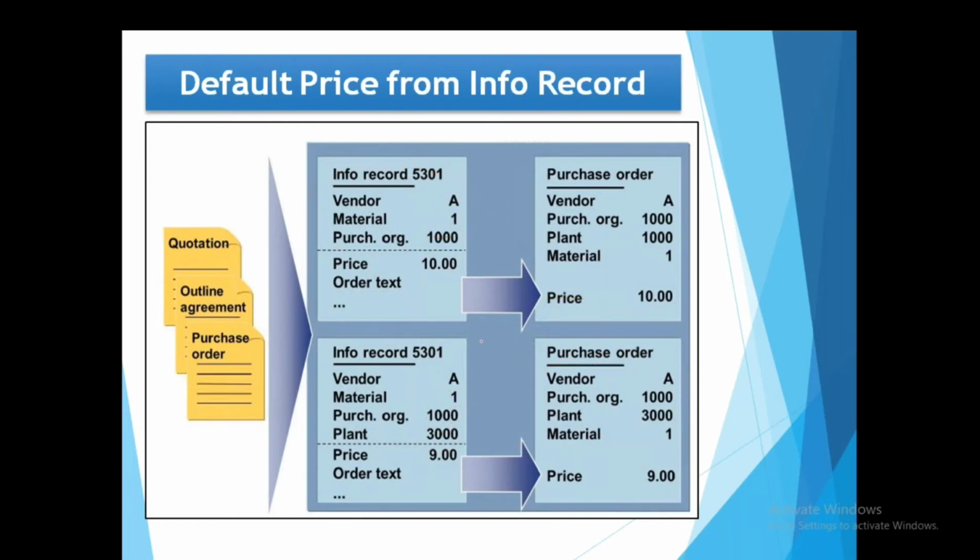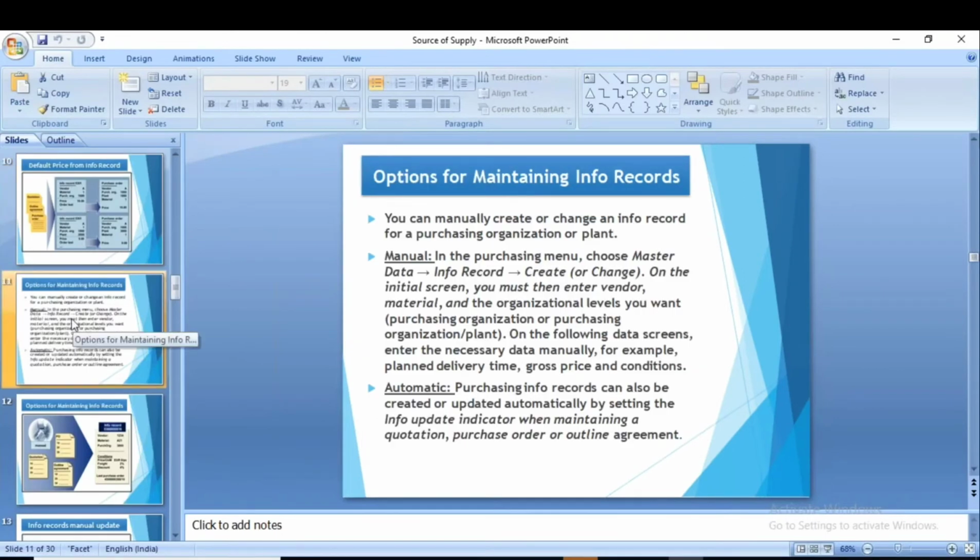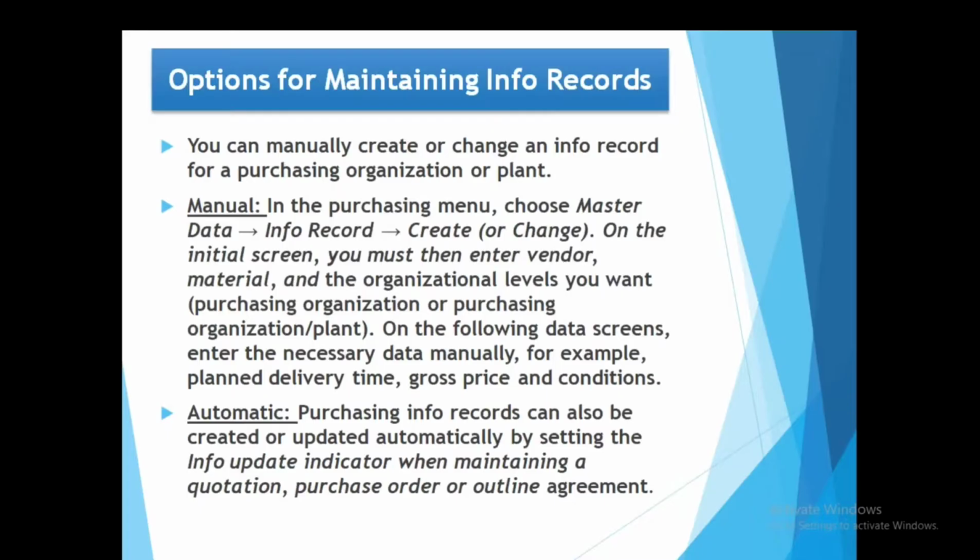Okay, so both ways are possible. Now next one, what are the options for maintaining the info records? Info records can be maintained in two ways. You can manually create or change an info record for a purchasing organization or plant. Either you can create manually, which I have shown you, the transaction ME11, or you can change by going to ME12. That is a manual method.